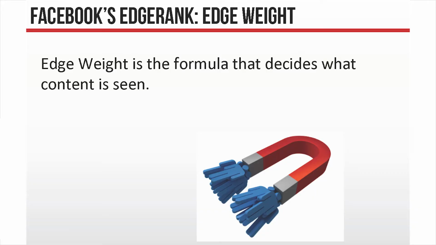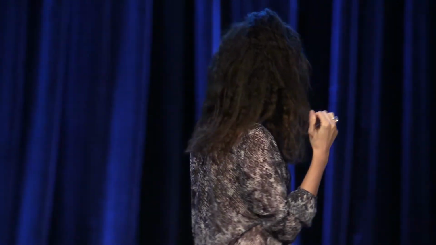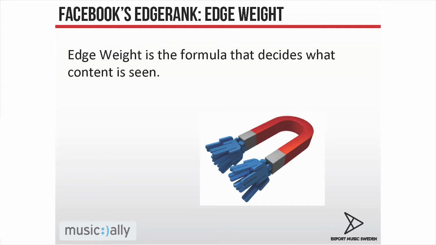The next one is edge weight. So edge weight is about the type of content. Now this one's very interesting because Facebook used to tell us that they did care, and then now the PR guy's telling me they don't, but I kind of think they do. So anyway, it's a bit of a discussion here. Edge weight is about the type of content. So now, which type of content do you think does well?